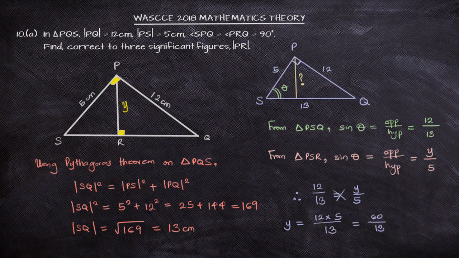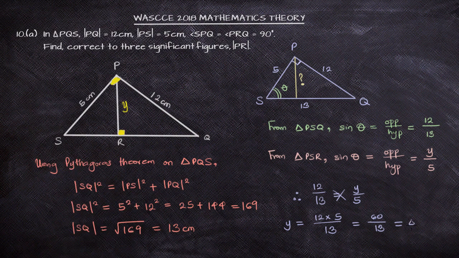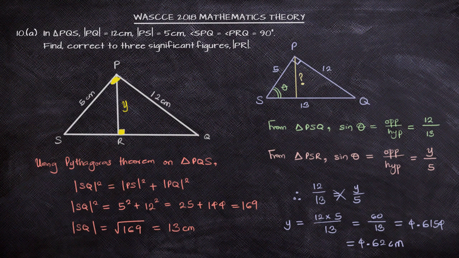And if we bring in our calculator, 60 divided by 13, that will be 4.6154 centimeters. And if you are to find that correct to three significant figures, PR will be 4.62 centimeters.